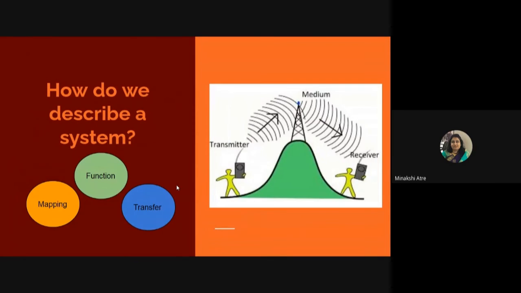Okay, thank you, ma'am. This is Meenakshi Atre. This presentation is about the description of a system. The picture itself is self-explanatory, we can say. Here there is a transmission and there is a reception. So we consider the example of a communication system.